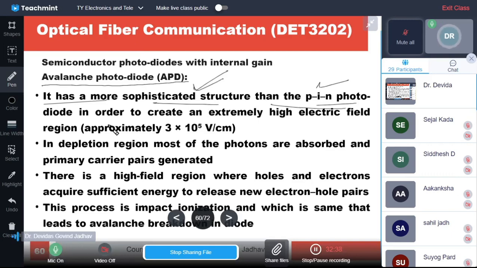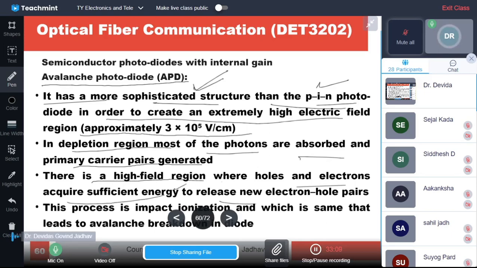In order to create an extremely high electric field in the region, approximately 3 into 10 raised to 5 volts per centimeter. In the depletion region, most of the photons are absorbed and primary carriers are generated, and there is a high electric field region where the holes and electrons acquire sufficiently large energy to release new electron-hole pairs. This process is impact ionization, which is the same as what leads to avalanche breakdown in the normal diode.